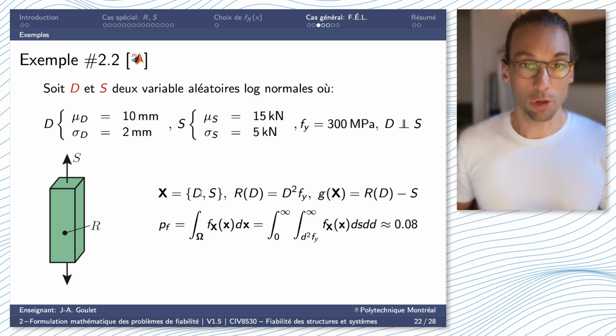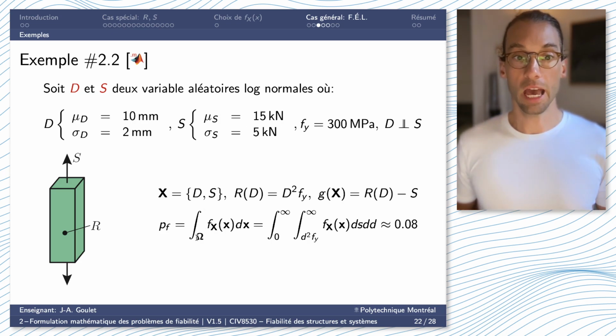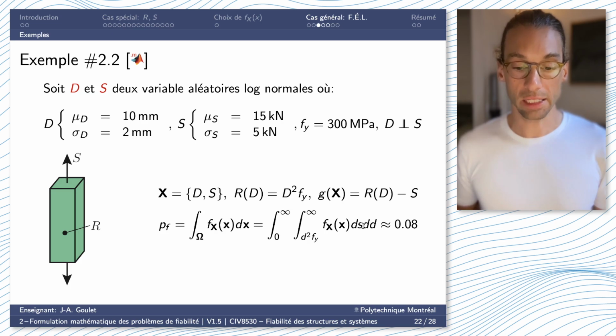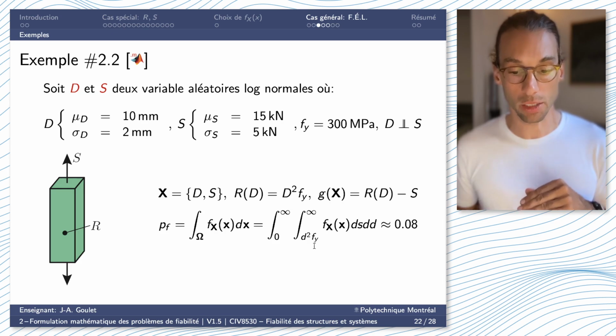So if we do this, we want to integrate that joint PDF over my domain omega. Since we have two random variables, it's going to be a two-dimensional integral. I'm going to first integrate with respect to s, from what value? From the value of my resistance. I know that my solicitation starts from my failure domain, so it means that g equals 0. If this equals 0, I can send s to the other side, so s equals my resistance, which is equal to d squared f of y. That's why my lower bound here is d squared f of y.